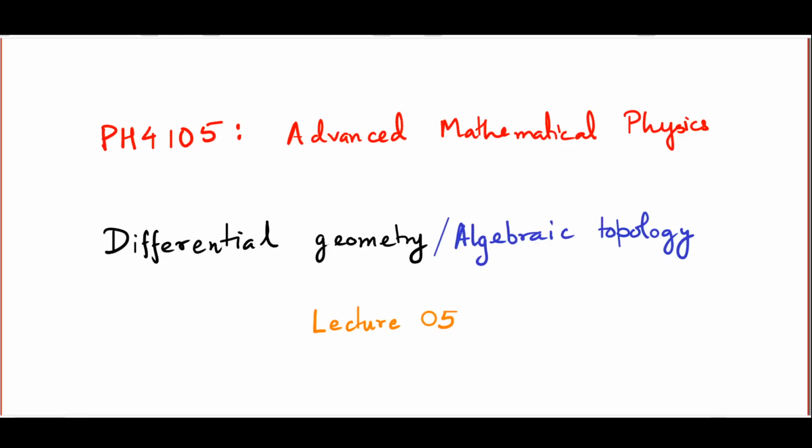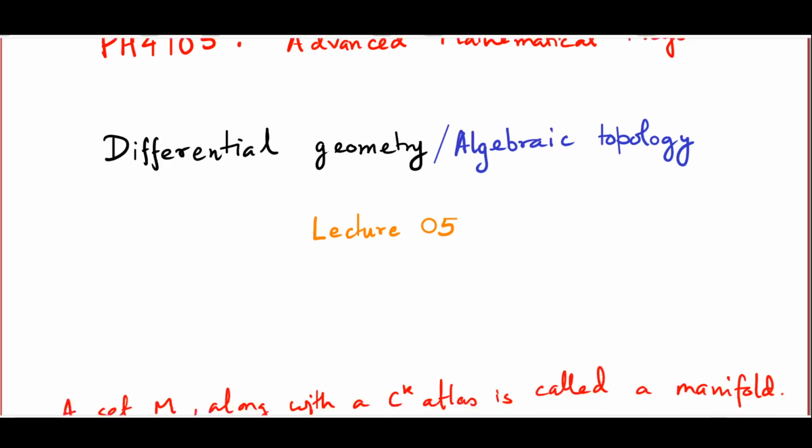Welcome to the fifth lecture in this series on PH 4105 Advanced Mathematical Physics. Here we are discussing differential geometry at the moment, and in our previous lectures we had already set up the basic stage in which differential geometry is played. This is the idea of differentiable manifolds.